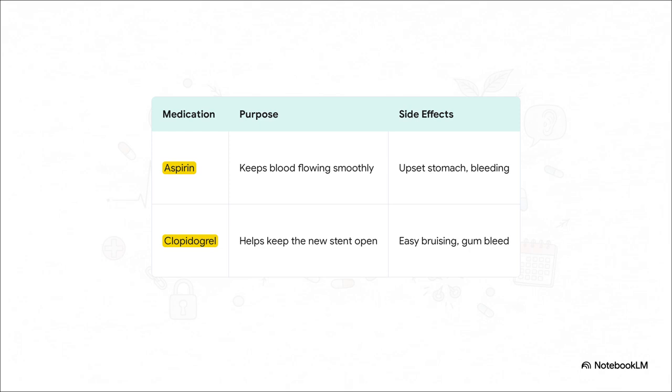You can explain that aspirin is a blood thinner just to help the blood flow more smoothly, and clopidogrel is its partner, working with it specifically to keep that new stent nice and open. Be open about side effects like an upset stomach or easy bruising, but in a calm, matter-of-fact way.